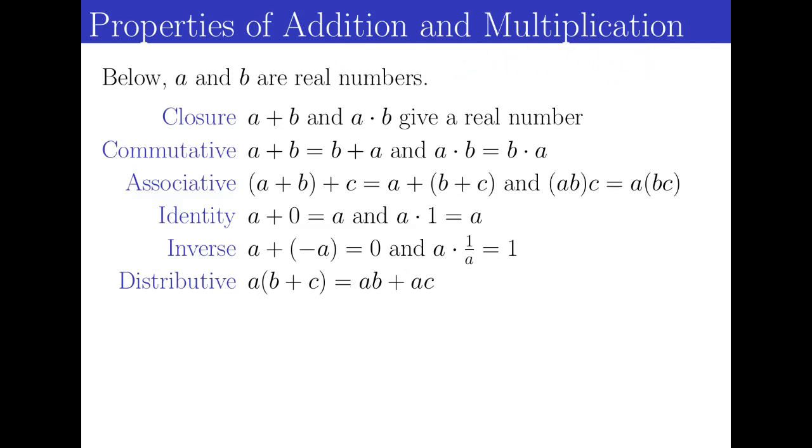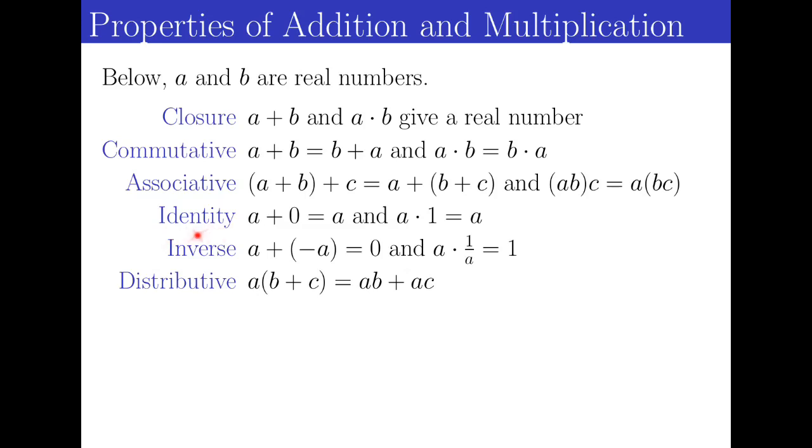The associative property is very similar to commutative. Here if we do a plus b and then add c, that's the same as if we take a and add b plus c. In my opinion, that's almost the same thing as commutative. We're just changing the order that we're adding these numbers. And same for multiplication. A times b times c is equal to a times b times c. We're just changing the order that we're doing those. And that's okay. We get the same result.